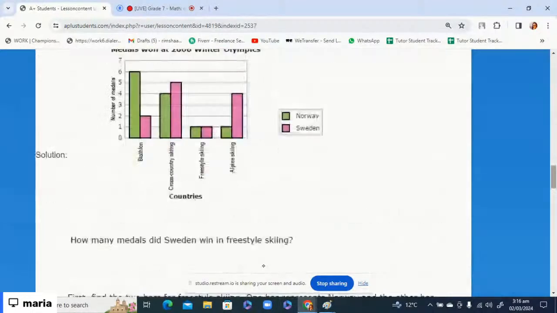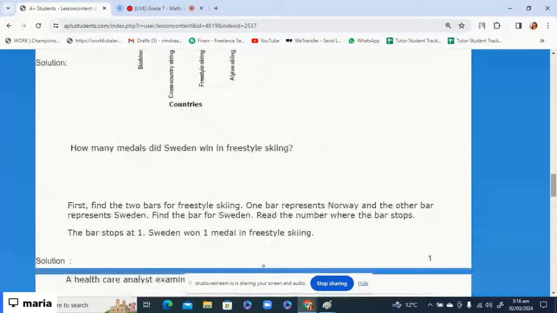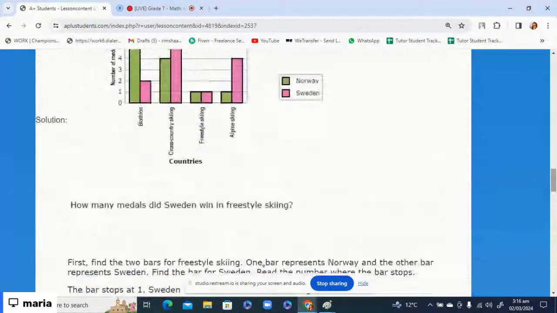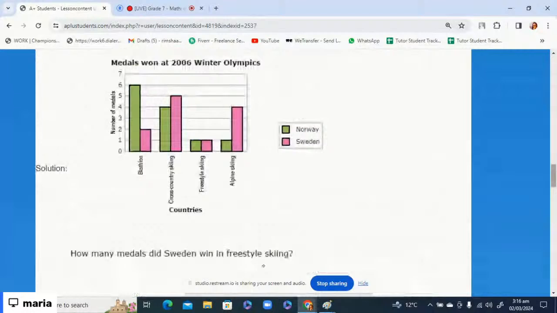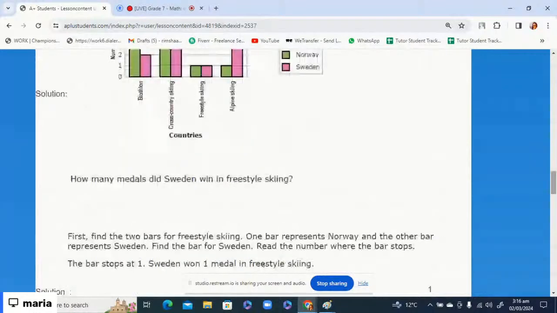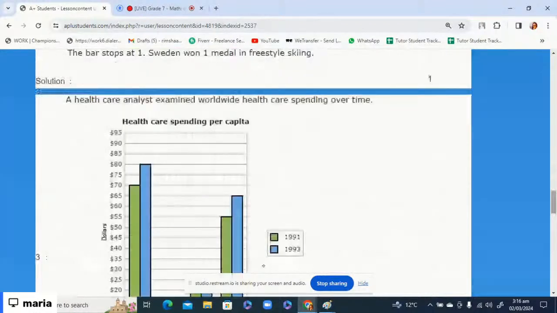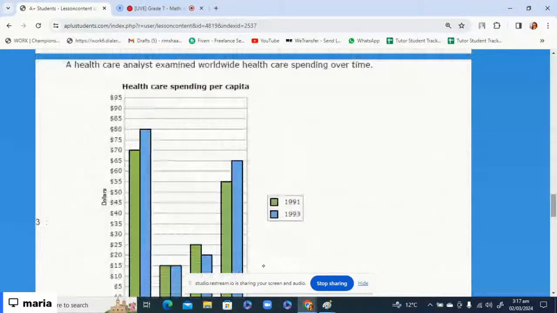So we just see how many medals Sweden won in freestyle skiing. Look at here for Sweden, that would be the pink color. And how many in freestyle skiing? The third one. You just check the third one. This is first, second, and third. Look, the third one, pink color. Where the pink color lies, it lies only one. So we can say that our answer is one here.